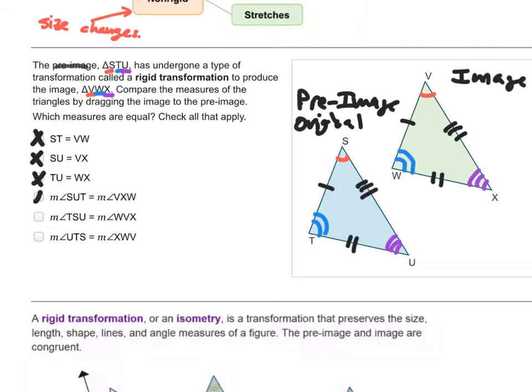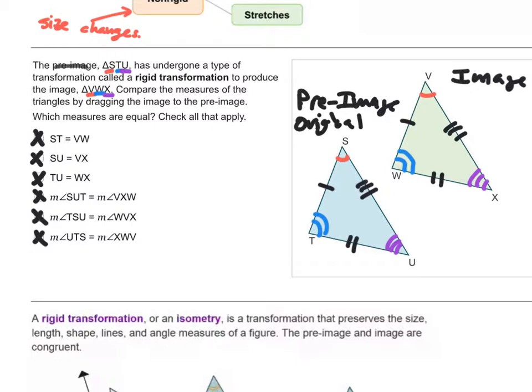So these are equal. The measures of TSU and WVX are congruent. Their measures are equal. And then UTS and XWV are congruent. Their measures are equal. So that's the idea. So rigid transformations means that your corresponding parts are equal.